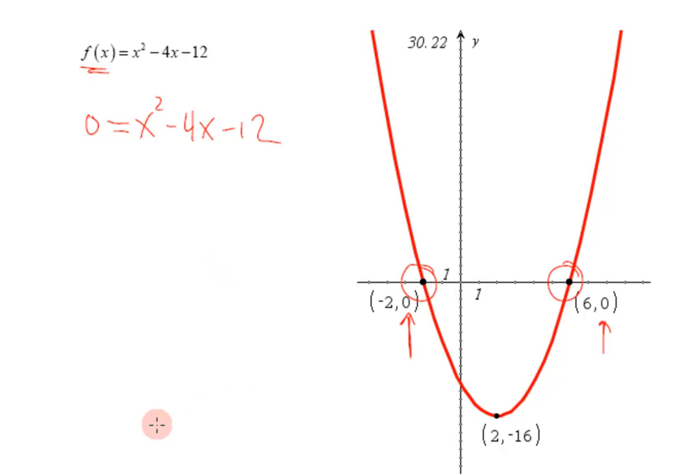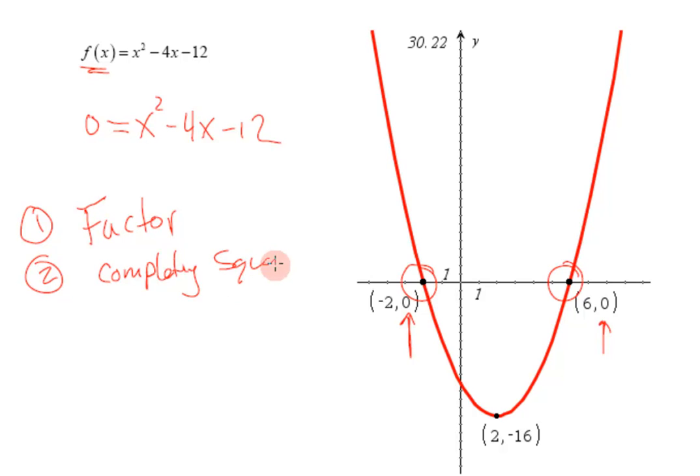Now there's three ways to do that. The first way, what I'm going to look at, is solve by factoring. So if I can factor, I try to. That's number one. The second way I'm going to look at it is by completing the square. That's kind of a tough way to do it, but it leads into the quadratic formula.